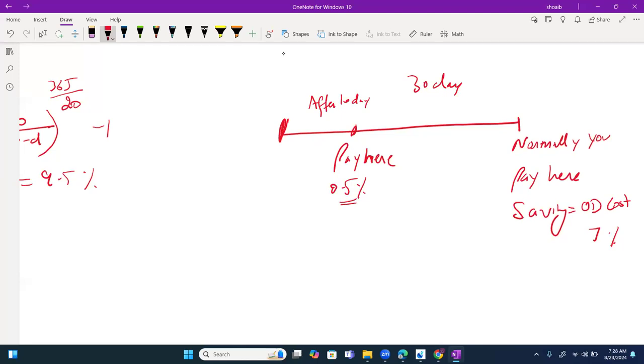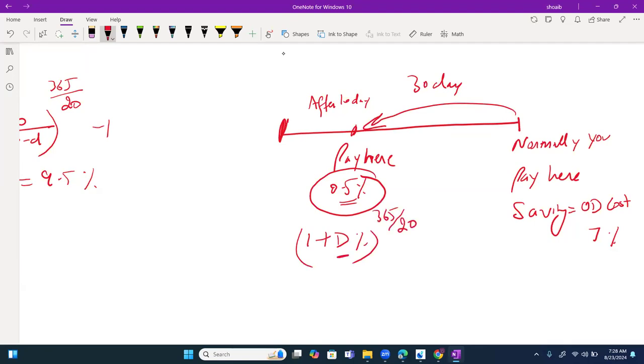Okay, what we are doing, we are making it annualize. He is giving us 0.5% discount for reduction on 20 days. If we pay 20 days earlier, our compensation is 0.5. So annualize this 0.5. You can also solve in this way. 1 plus discount rate raised to power 365 over 20. This discount is for 20 days. What is the annualized figure? Minus 1. That is 9.5%. So your benefit is 9.5%.